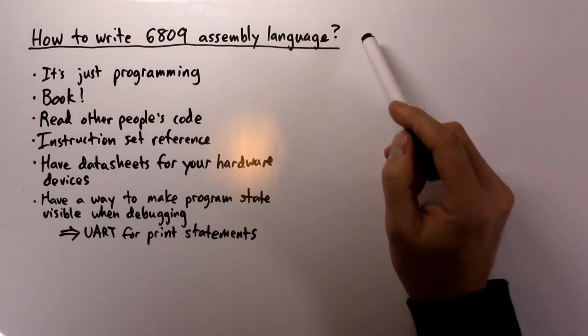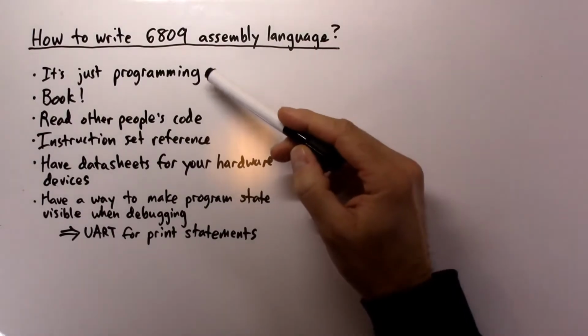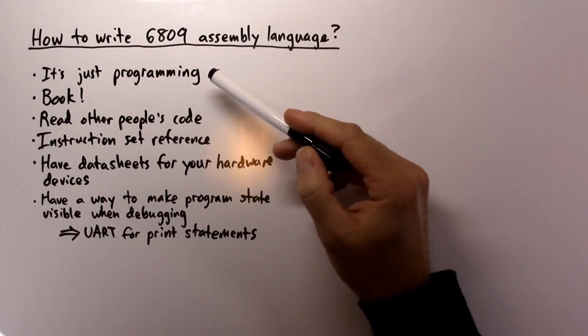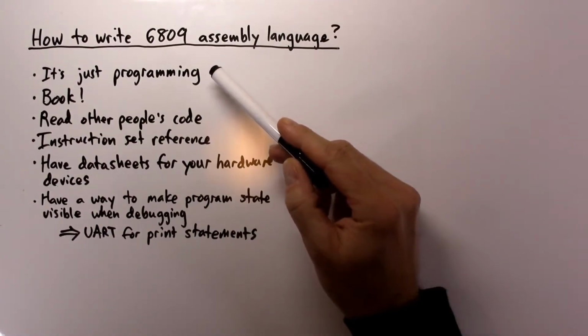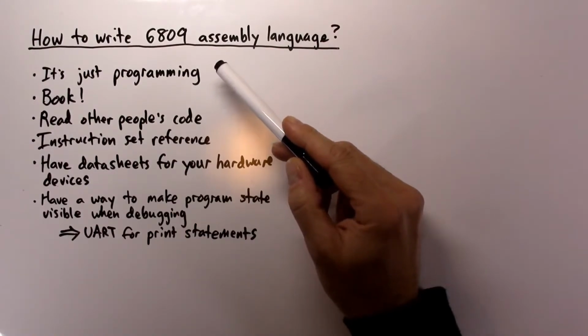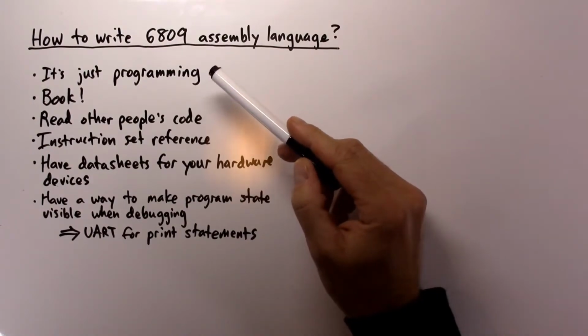Alright, so how do we actually write 6809 assembly language programs? I think the most important thing to keep in mind is that assembly language programming is just programming. All the good practices and techniques that you know from programming in other programming languages really do apply at the assembly language level. But there are some specific things that I think are helpful to use.